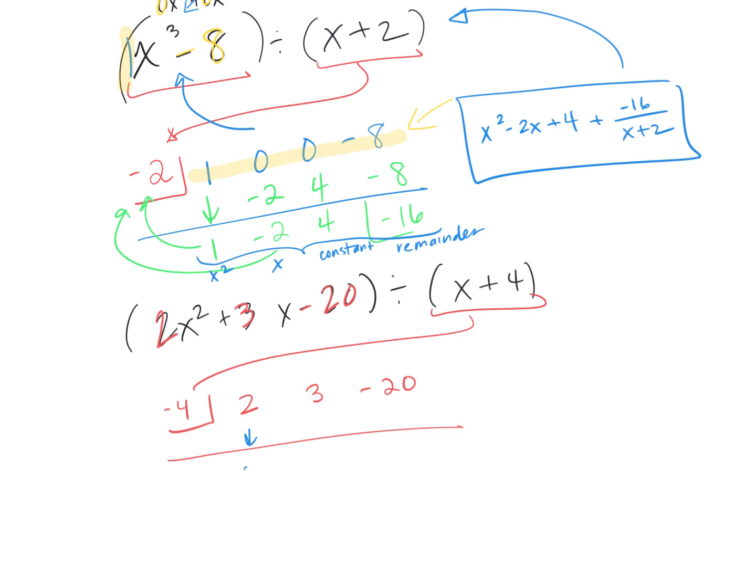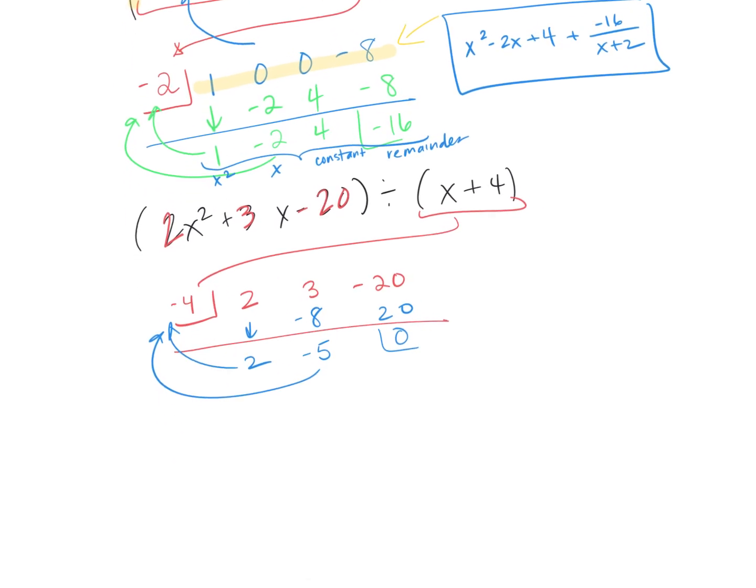We bring down the 2, multiply, that's negative 8. Add those, we get negative 5. Multiply, we get positive 20. And this time we get a 0 for our remainder. That means that this negative 4 is a 0, which also means this x plus 4 is a factor. And my answer to the division problem, since I have 0 remainder, this negative 5 is the constant.